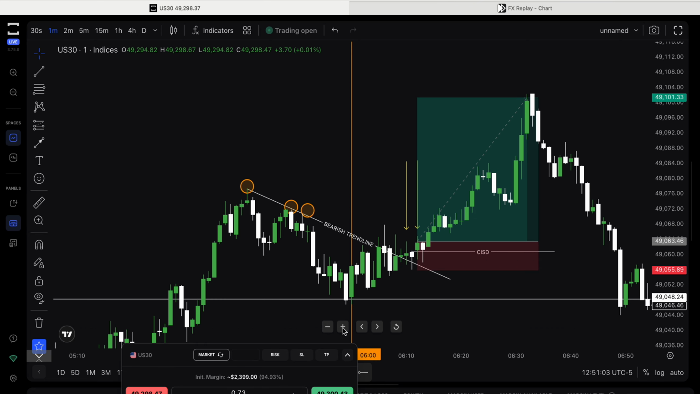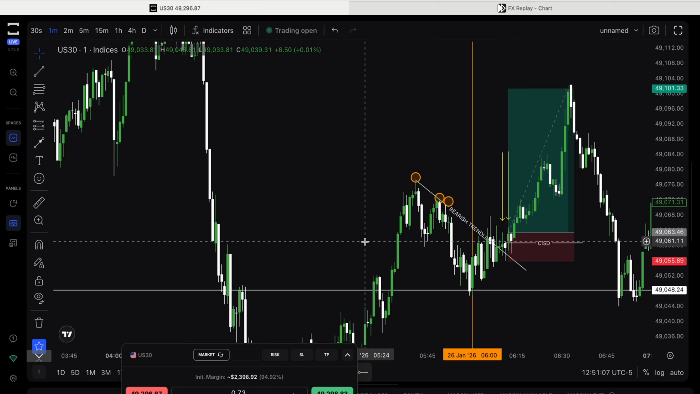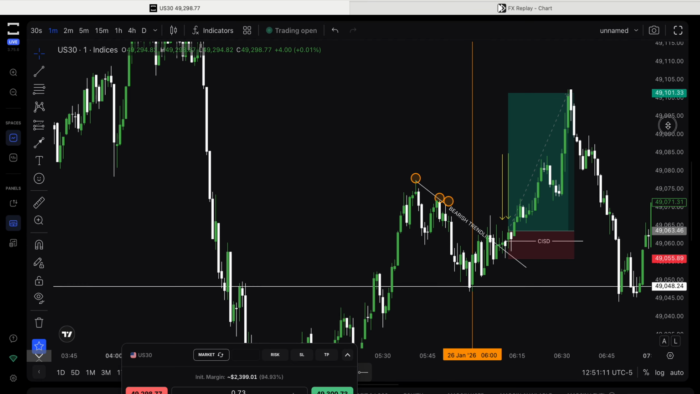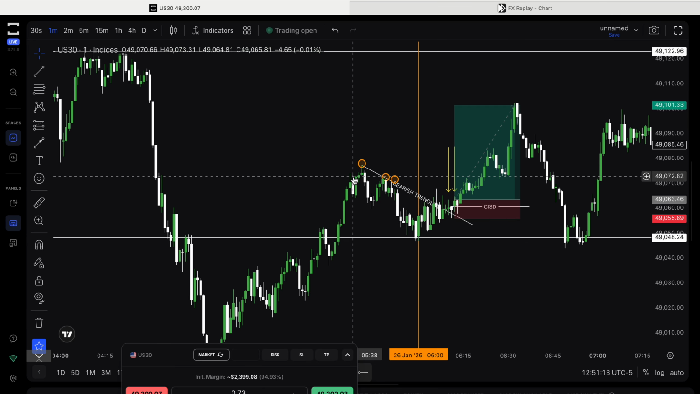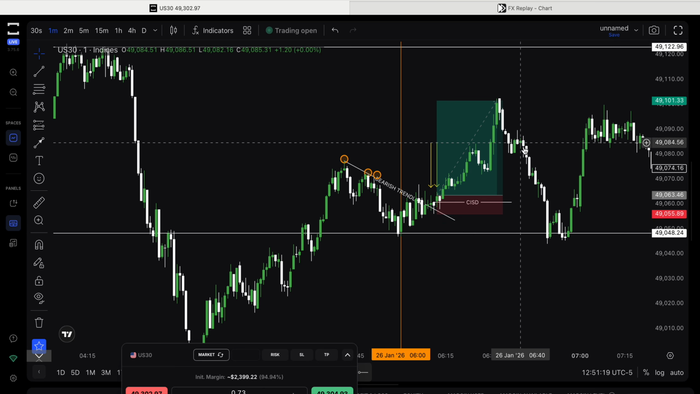You don't have to go to the higher time frames to trade. Like, trading on the higher time frame is not for me. That shit just take too long. I like to get in and get out. So as you can see, this was a clean, smooth trade. And that's it. Price eventually came down.